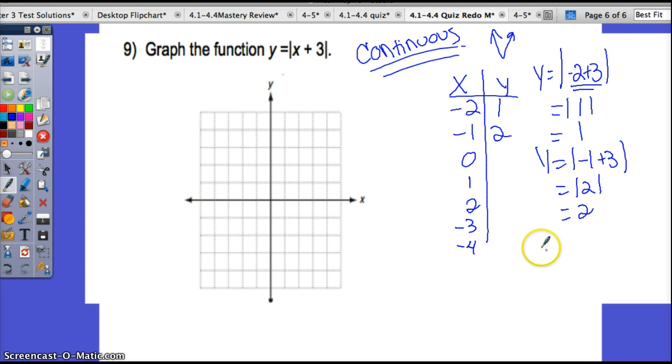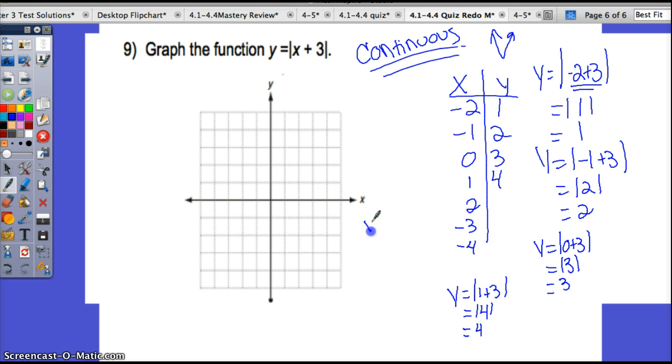y equals the absolute value of 0 plus 3. 0 plus 3 is 3. So the absolute value of 3 is 3. y equals the absolute value of 1 plus 3. So you get the absolute value of 4, which is simply 4. And I bet you can guess what 2 is. y equals the absolute value of 2 plus 3, which is the absolute value of 5, which is 5. Now you're going to see why I wanted to use these two in a minute.